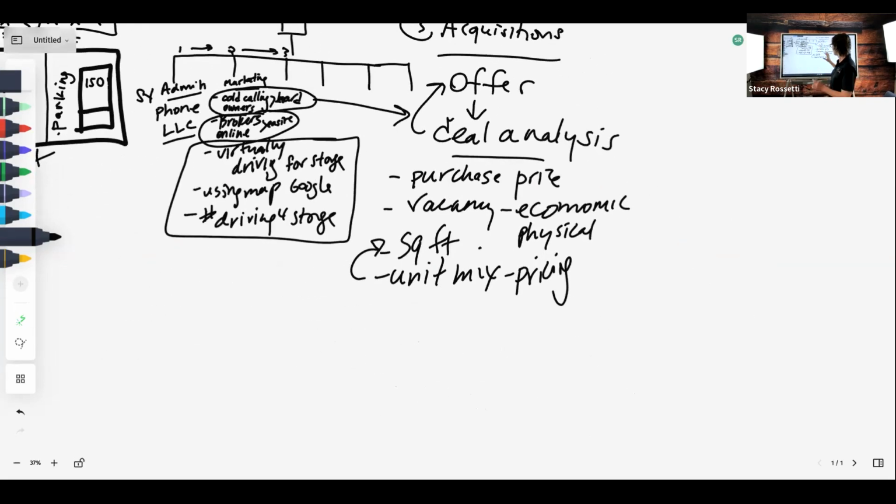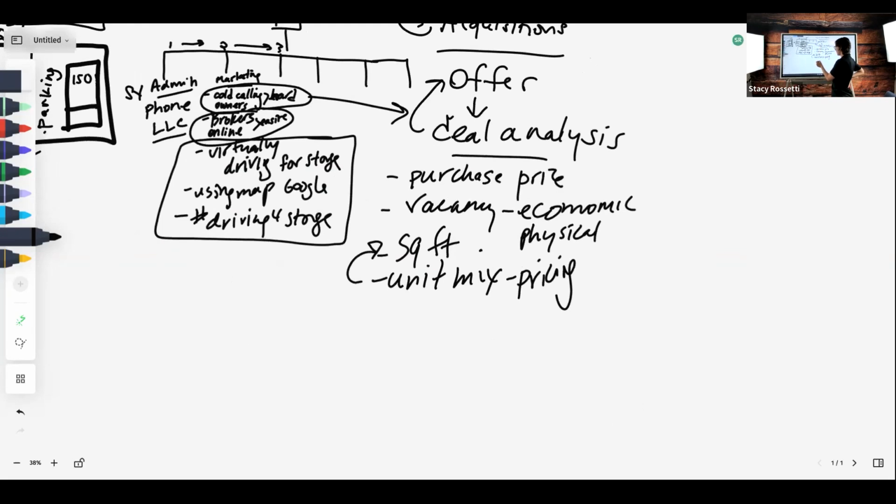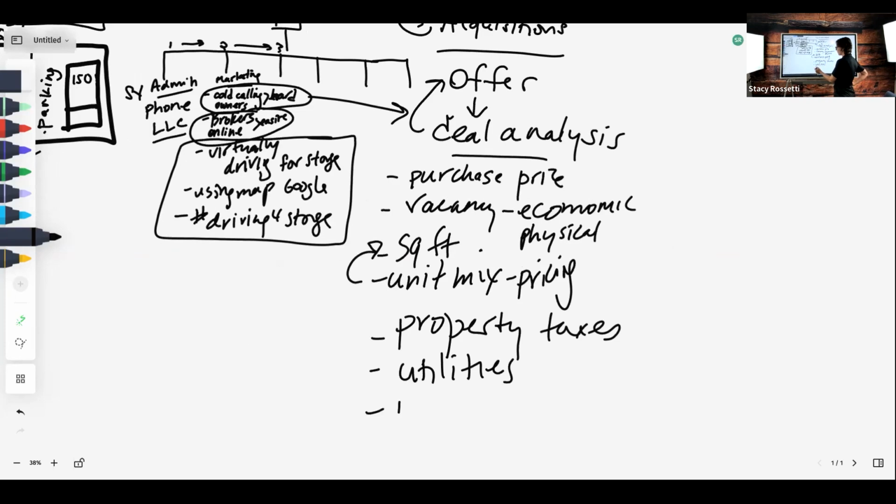All right. And then you also get, let me see, what else do you get? Square footage. And then you get taxes, you get property. And actually, this is all property taxes. And then you get the utilities and insurance.